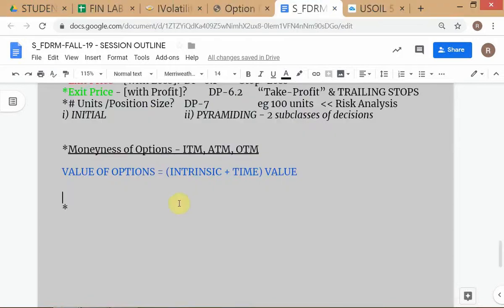So if you write this down, IV is intrinsic value. IV is basically the current underlying price, and you can just take the absolute value of this, minus the strike price. So this is the intrinsic value, basically the difference between the underlying price and the strike price.